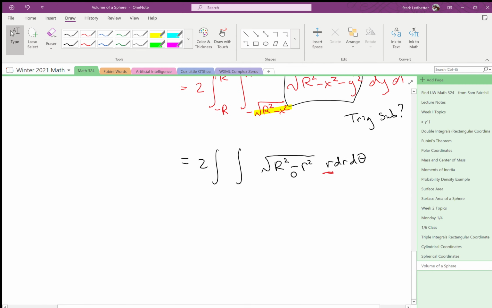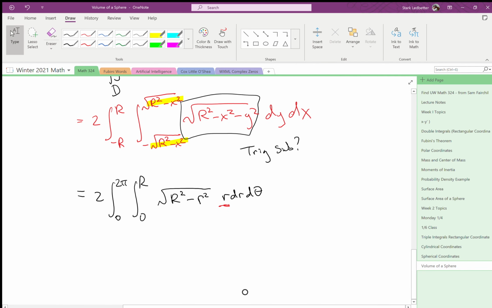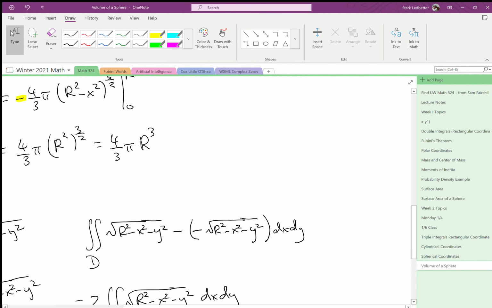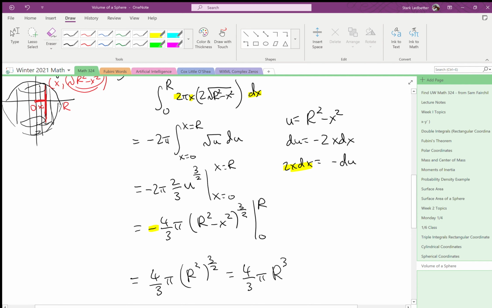Okay, so that's good. So little r is going to go from 0 to big R, and theta is going to go from 0 to 2 pi, and that'll get you that whole circle. Okay, that looks a lot better. This looks a lot like shell method, right? After, oh no, even before we did the u sub.